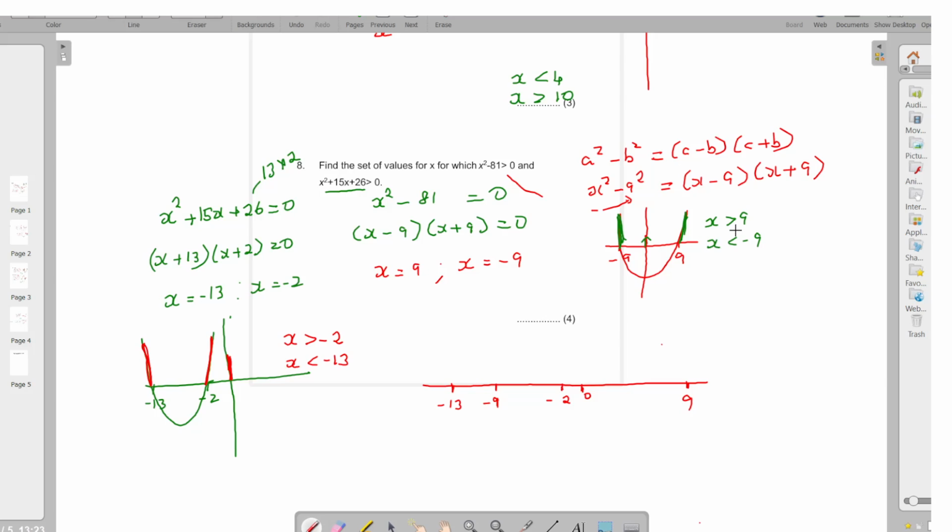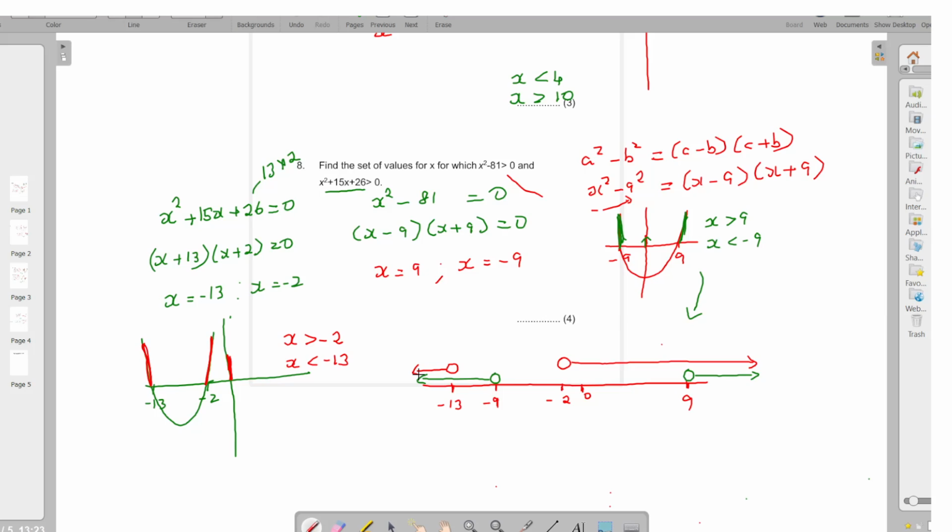For the first one, for this graph, x has got to be greater than 9. So I'm going to put a circle because there's no equal sign, greater than 9. X has got to be less than minus 9. So I'm going to put a line like that. For this graph, we'll put it in red. X is greater than minus 2 and x is less than minus 13.